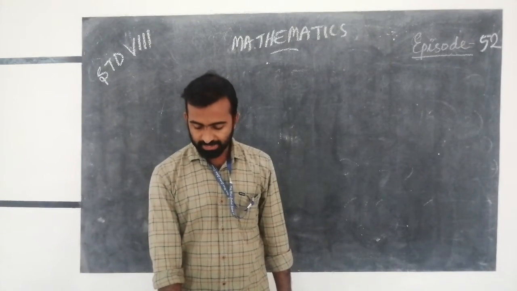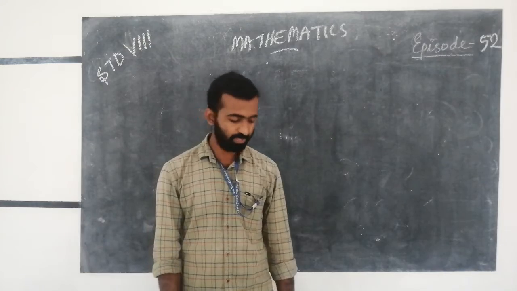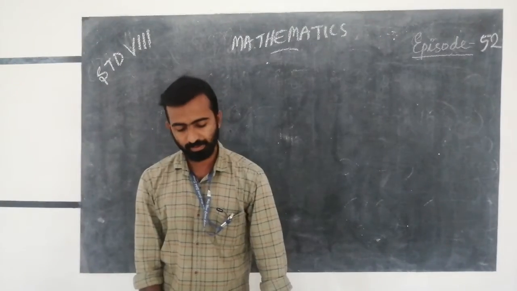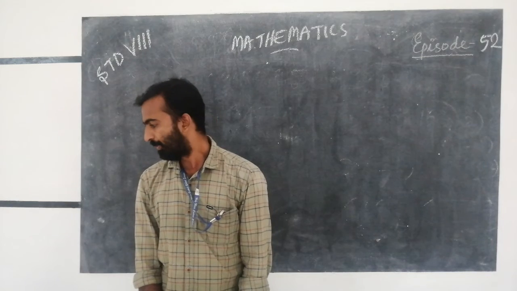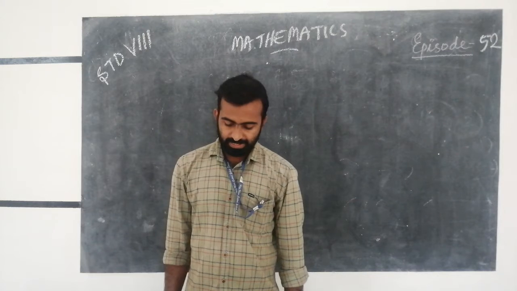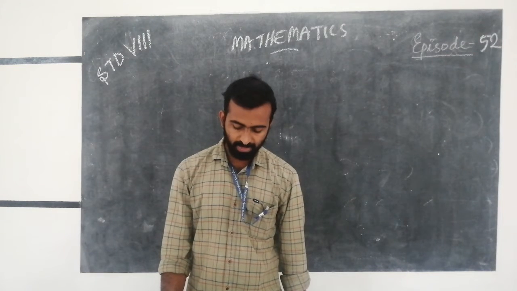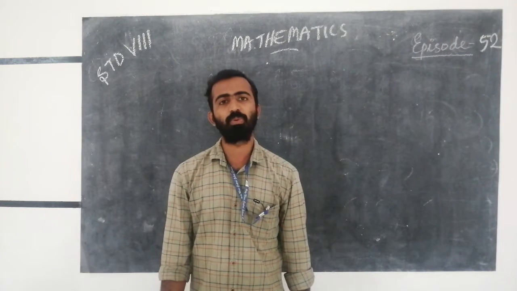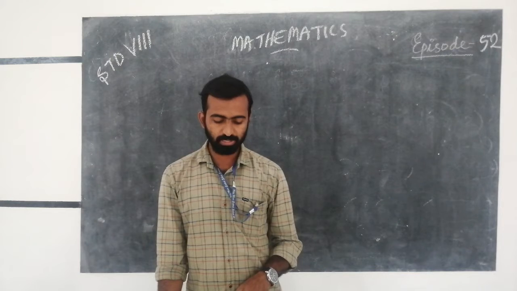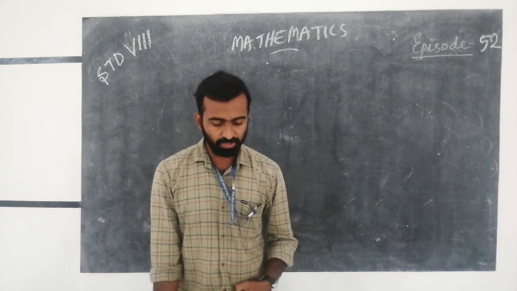And the fifth question, is a square prism the same as a cube? What is your opinion? Is a square prism the same as a cube? No, not always. It can be a cuboid also. Sometimes it is also a cuboid. So that is not. And next is, verify Euler's formula for these solids.